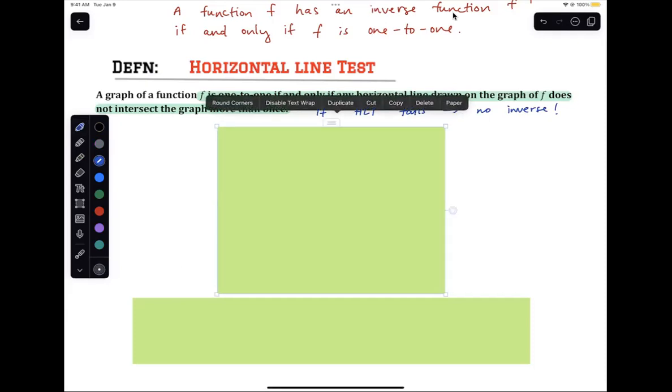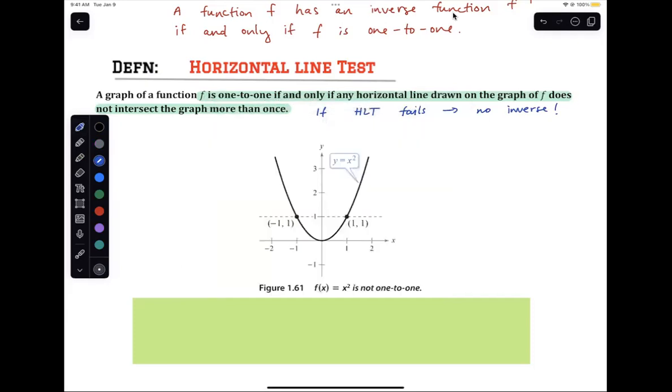So the classic example that you guys should have seen in Math 3 last year is x squared. The graph of a parabola, a bunch of y values have multiple different inputs. So like f of -1 is equal to 1 and f of 1 is equal to 1. So if I draw a horizontal line through y equals 1, the horizontal line crosses the graph twice. So that means that x squared is not one-to-one, which means that x squared does not have an inverse function.